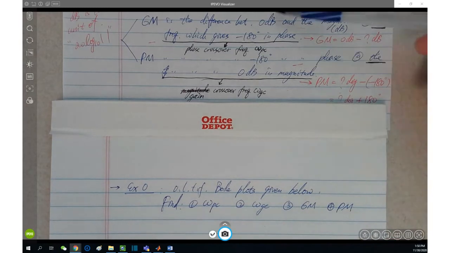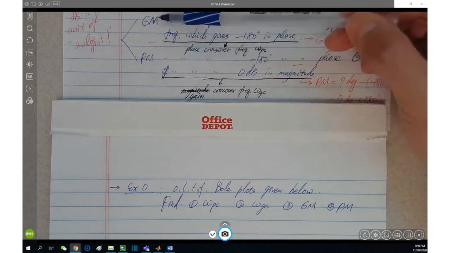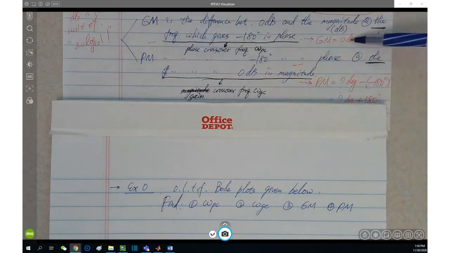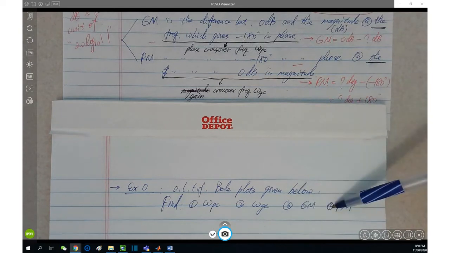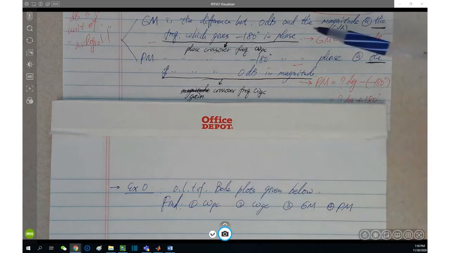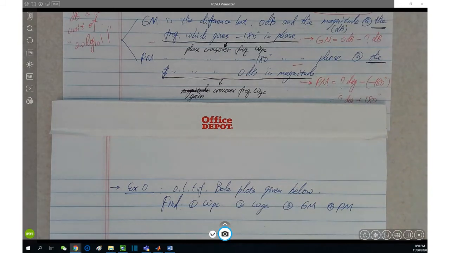Going back to the concepts here, GM and PM are the 2 values calculated based upon the red color equations here. And the omega PC and the omega GC are the 2 frequencies in black. Okay, these are the 4 things we are going to find. Let's see how to apply this concept.